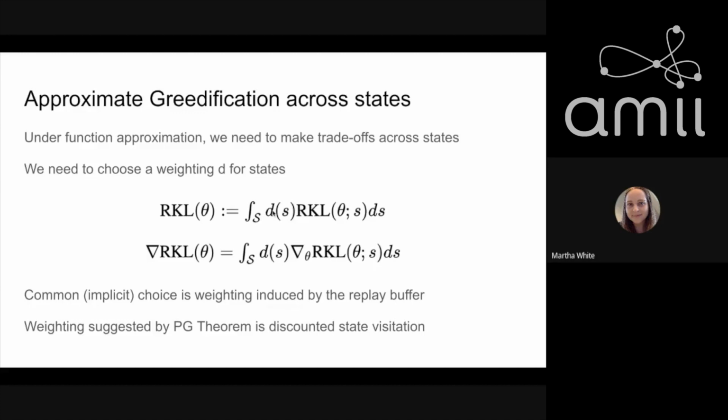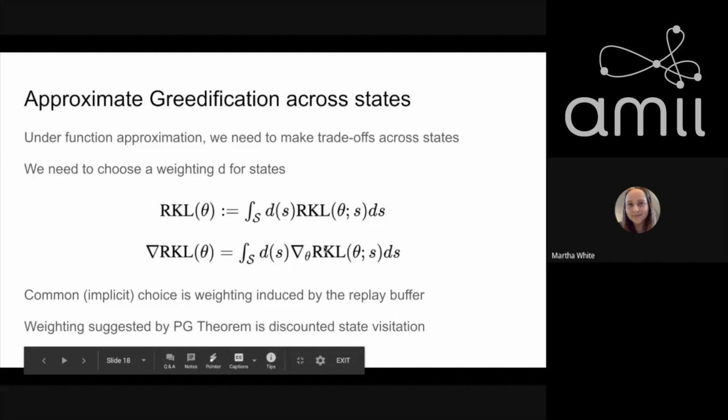Okay, so implicitly when our agent is actually computing all these KLs, it's going to pick some set of states and it's going to do gradient descent from those states. A very common choice is to have a big replay buffer, grab some transitions and states from that replay buffer, and do approximate greedification. So compute these KL divergences from those states.